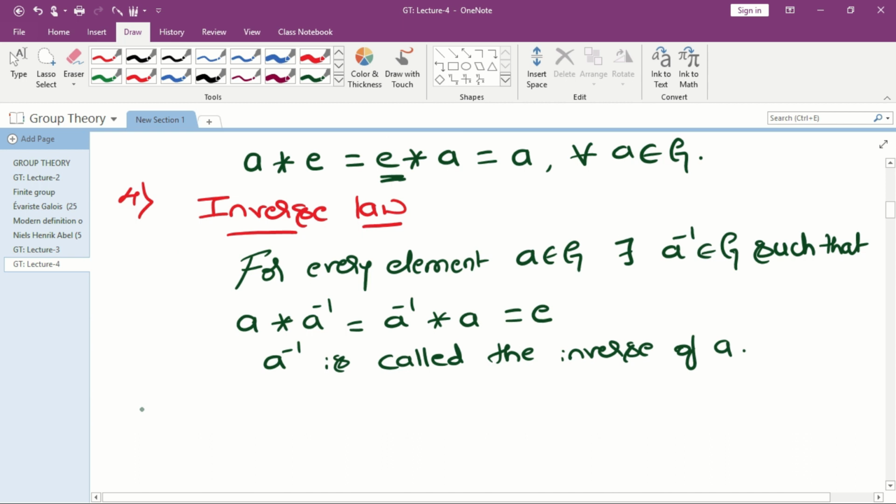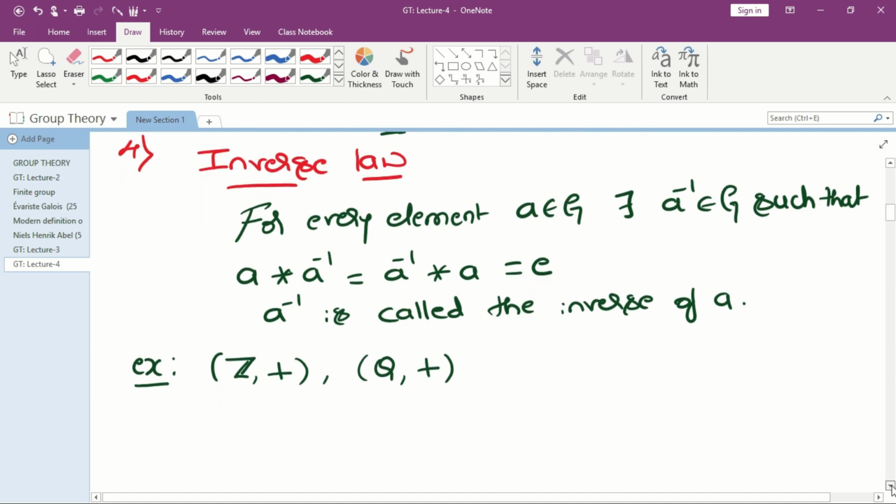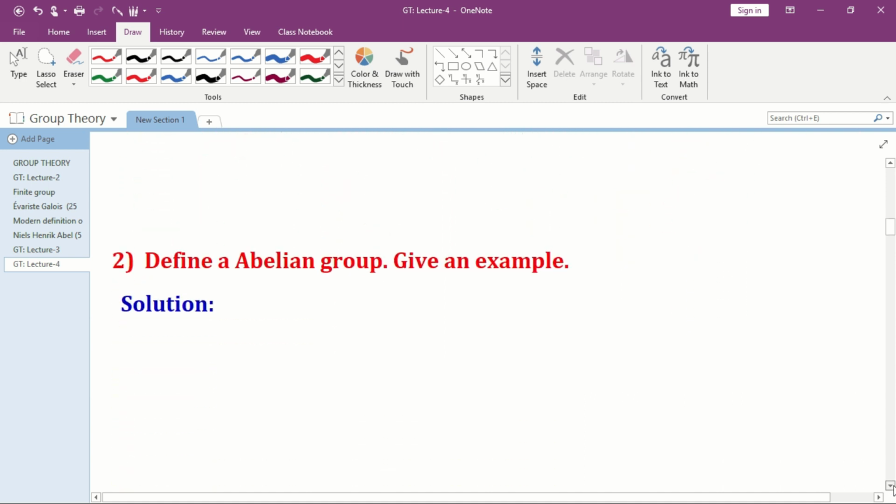Now we shall give an example. What are the examples of group? The first example is Z plus. If you write one example, it is enough. Another example, we can write Q plus, similarly R plus and C plus, etc. Now we shall move to the next question.